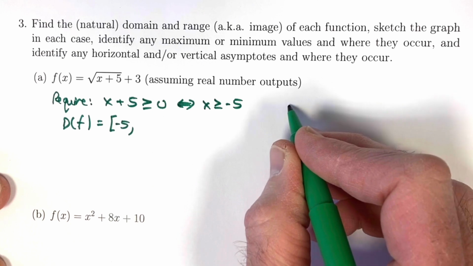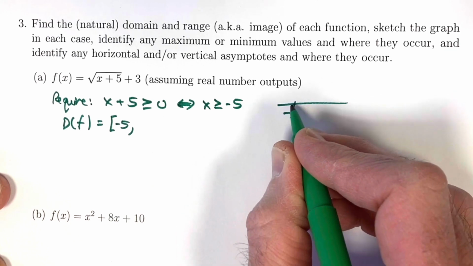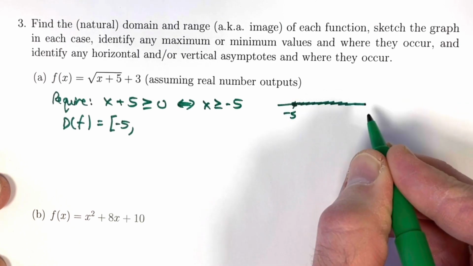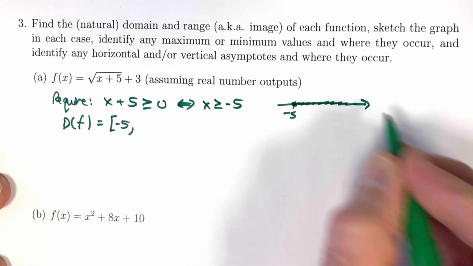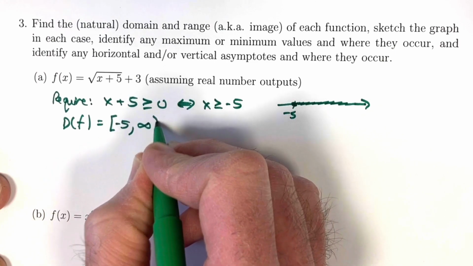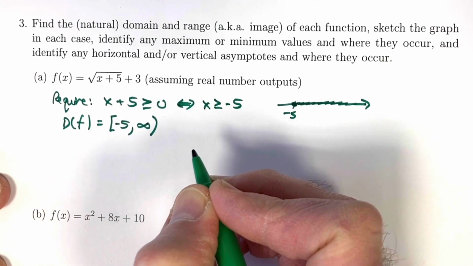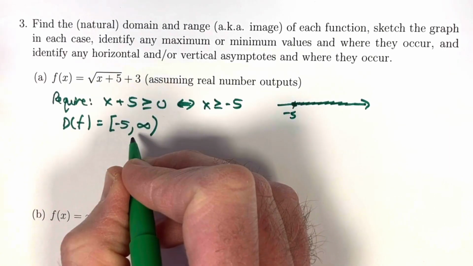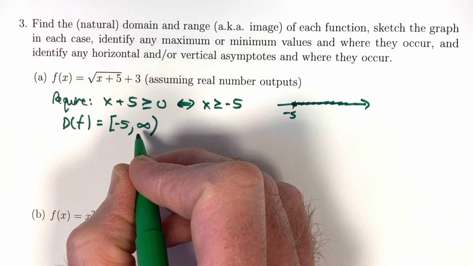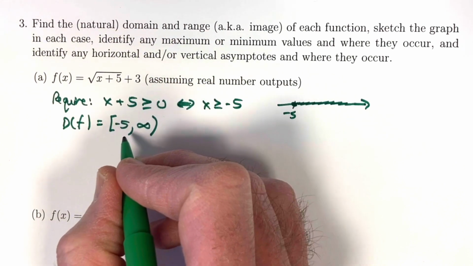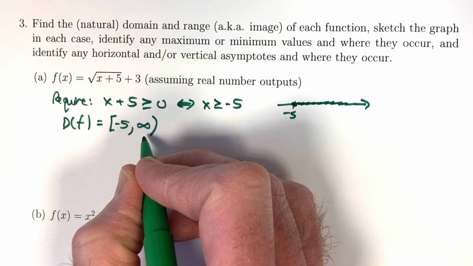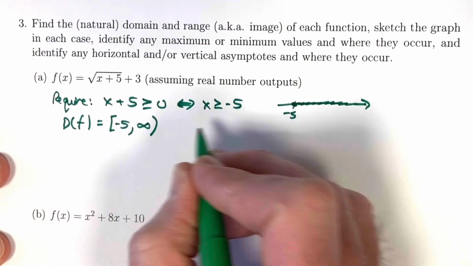X being greater than or equal to negative 5 means on a number line we are at negative 5 or to the right of it, greater numbers than negative 5, forever. Going out to infinity, I'll put an infinity symbol here and I'll put a parenthesis, not a closed bracket there. What does this mean? It does not mean infinity is a number, okay? In a calculus and pre-calculus class, you don't treat infinity as a number. It's just shorthand notation to mean go to the right forever and ever, never stop. That would be the domain.